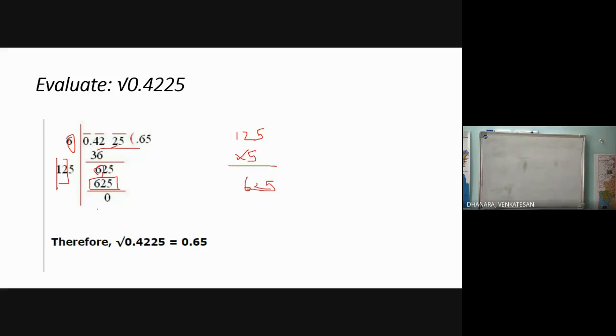They have solved this problem. This is the way of solving. Here the answer is 0.65. If there is a point, you start with a point in the quotient.